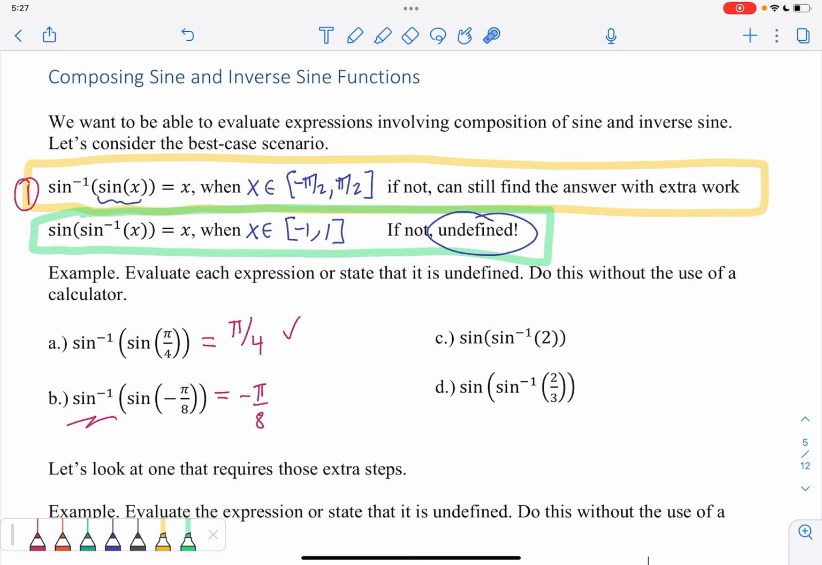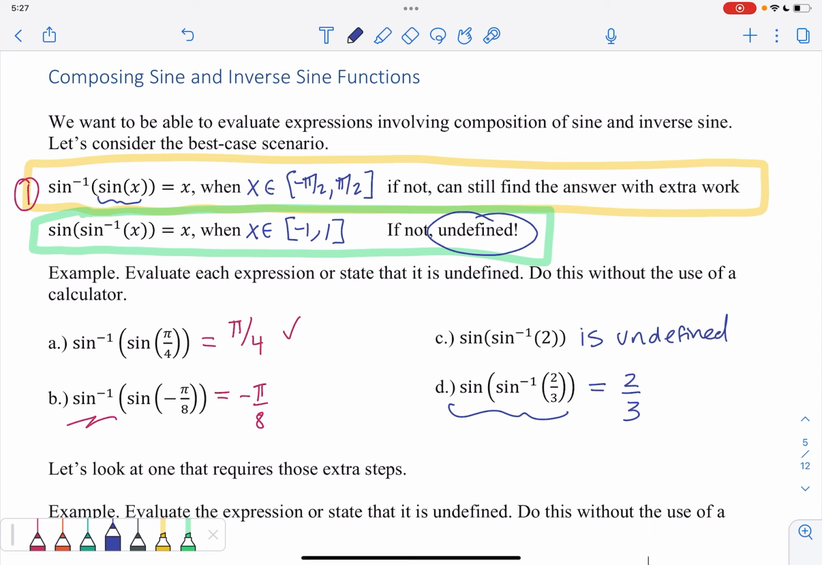And the domain of sine inverse is limited to negative 1 to 1. And so we said, if this input value x is not in this interval, then it's undefined. So we're saying if x is not in there, it's undefined. So this is just undefined. What about sine inverse of 2/3? Well, does 2/3 live inside the interval -1 to 1? Yes, it is greater than -1, but less than 1. Okay, so then that means this whole expression is just equal to 2/3.